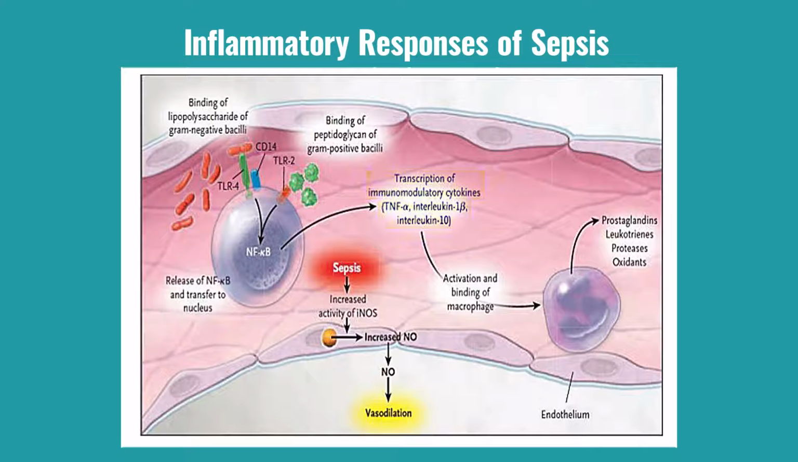What these immunomodulators do in turn is they cause an activation and binding to the macrophages, which in turn release the prostaglandins, leukotrienes, proteases, and oxidants. So this leads to a vicious circle where there is an increase in the pro-inflammatory mediators, which finally lead to organ dysfunction. The second pathway of the pathophysiology that is important is the activation of the inducible nitric oxide synthase pathway. Now this is activated and there is an increased release of nitric oxide from the endothelium, which causes the vasodilatation that is very characteristically seen in patients with sepsis.